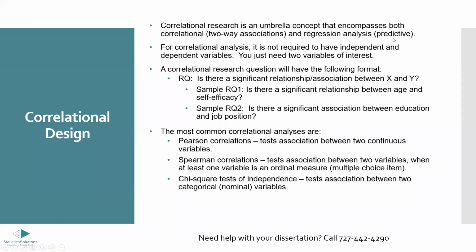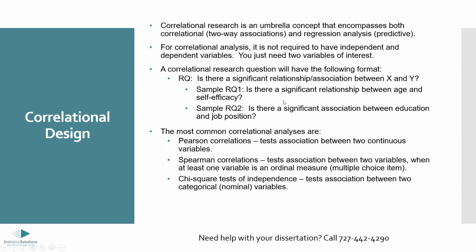When you're doing a regression analysis, which I'll describe on the next slide, you do have independent and dependent variables. Those are usually called predictor variables and criterion variables. So it depends what analyses you're trying to run, but in general, correlational research is looking at the association between variables. So we have two sample questions here. Is there a significant relationship between age and self-efficacy? Is there a significant association between education and job position?